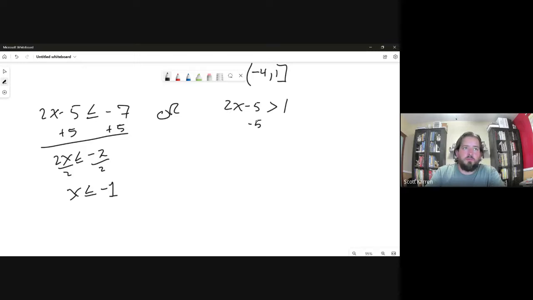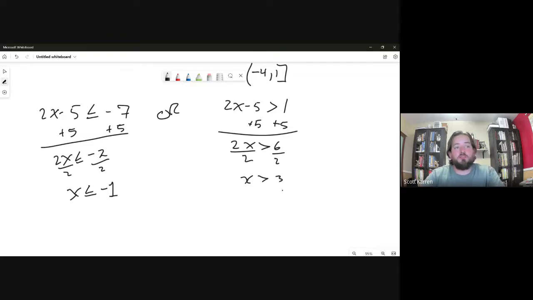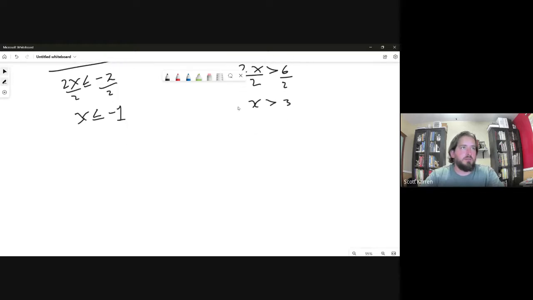Or add 5 to both sides. And I've got 2x is greater than 6. Divide each side by 2, and I have x is greater than 3, right? So again, I'm going to graph both of these separately and then join them together. So if I graph x is less than or equal to -1, there's 0. Let's call this -1. To be less than or equal to -1 is a filled in or closed circle at -1, and then everything to the left.